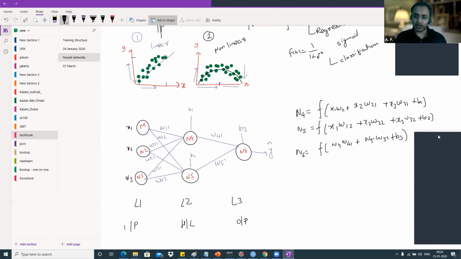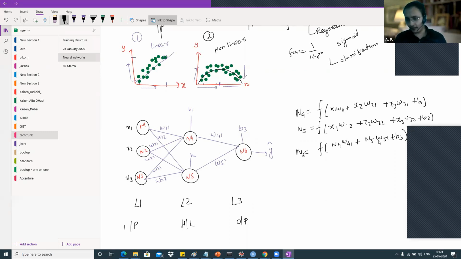Are we good with this part? We call it the feed forward process, right? So are we good with weighted sum? Every neuron N4, N5, N6 is doing a weighted sum and activation function, right? So can we say that this neural network can be represented by these three equations? Do you agree with that, everyone? I hope all of you agree on that point.